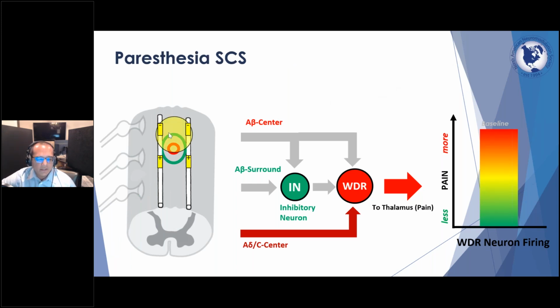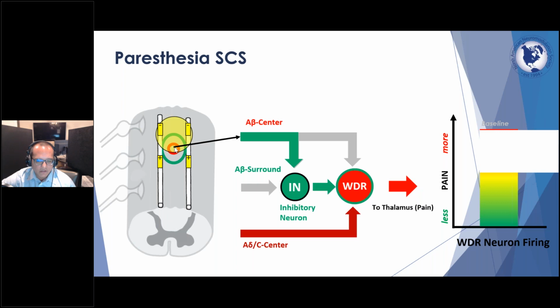So as you stimulate the area of the wide dynamic range neuron, and then the area of the inhibitory neurons, there's a conflict of stimulation. So by targeting the right area, you are activating the surround inhibition. So you're targeting the areas around the pain, like you're rubbing your hand around the area of pain. That activates the inhibitory neurons, and that leads to decreased pain.